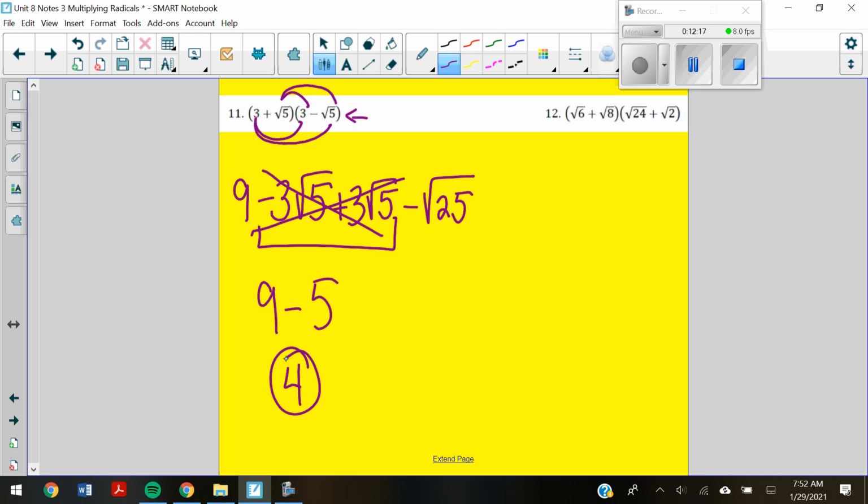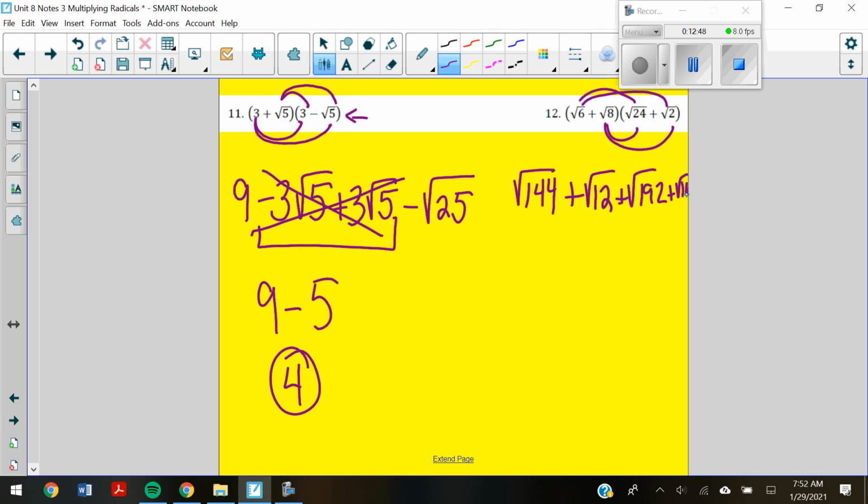All right, last problem. Okay, so here I can multiply things underneath my radicals. All of them are under the radical. So 6 times 24, we get the square root of 144. And then I'm going to go outside. So 6 times 2 gives me the square root of 12. Inside, 8 times 24, I have the square root of 192. And then last, 8 times 2 plus square root of 16.